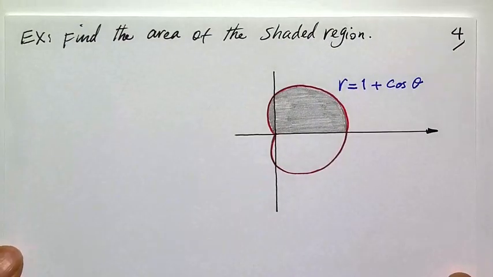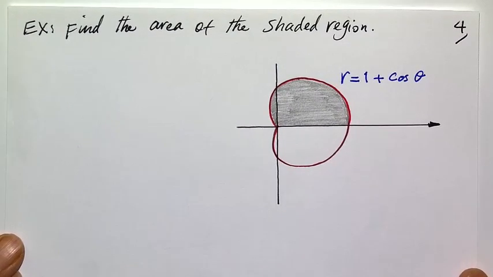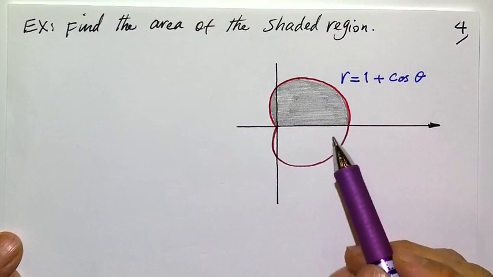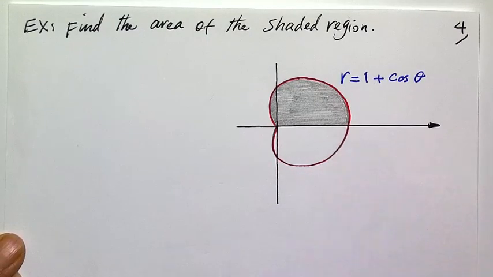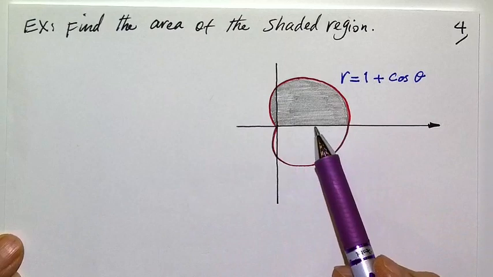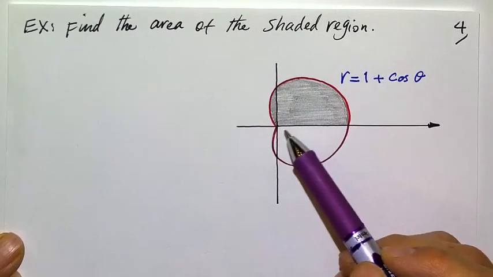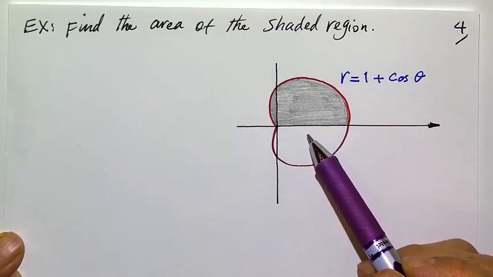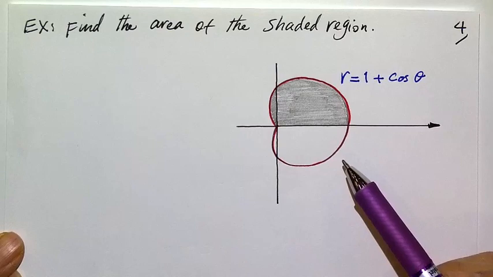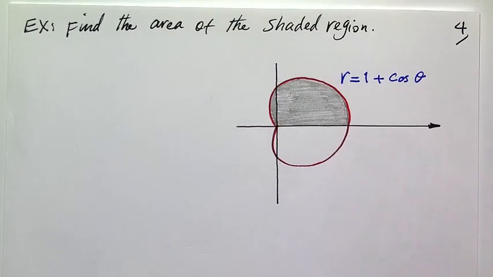Here we want to find the area of the shaded region. So sometimes the graph has been provided to us, like in this case. Sometimes it's not provided and we have to draw it. This is not too bad to draw by hand, but most of these graphs are difficult to draw by hand, so you are welcome to use technology.